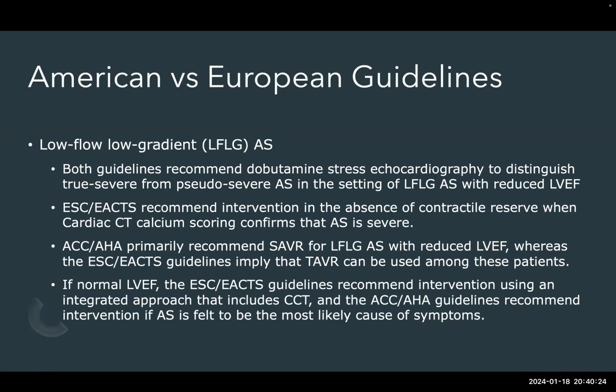The ACC/AHA guidelines primarily recommend surgical aortic valve replacement for low flow, low gradient aortic stenosis with reduced ejection fraction, while the European guidelines imply that TAVR can be used among these patients. Why is that? Because the American depends on the PARTNER trial.